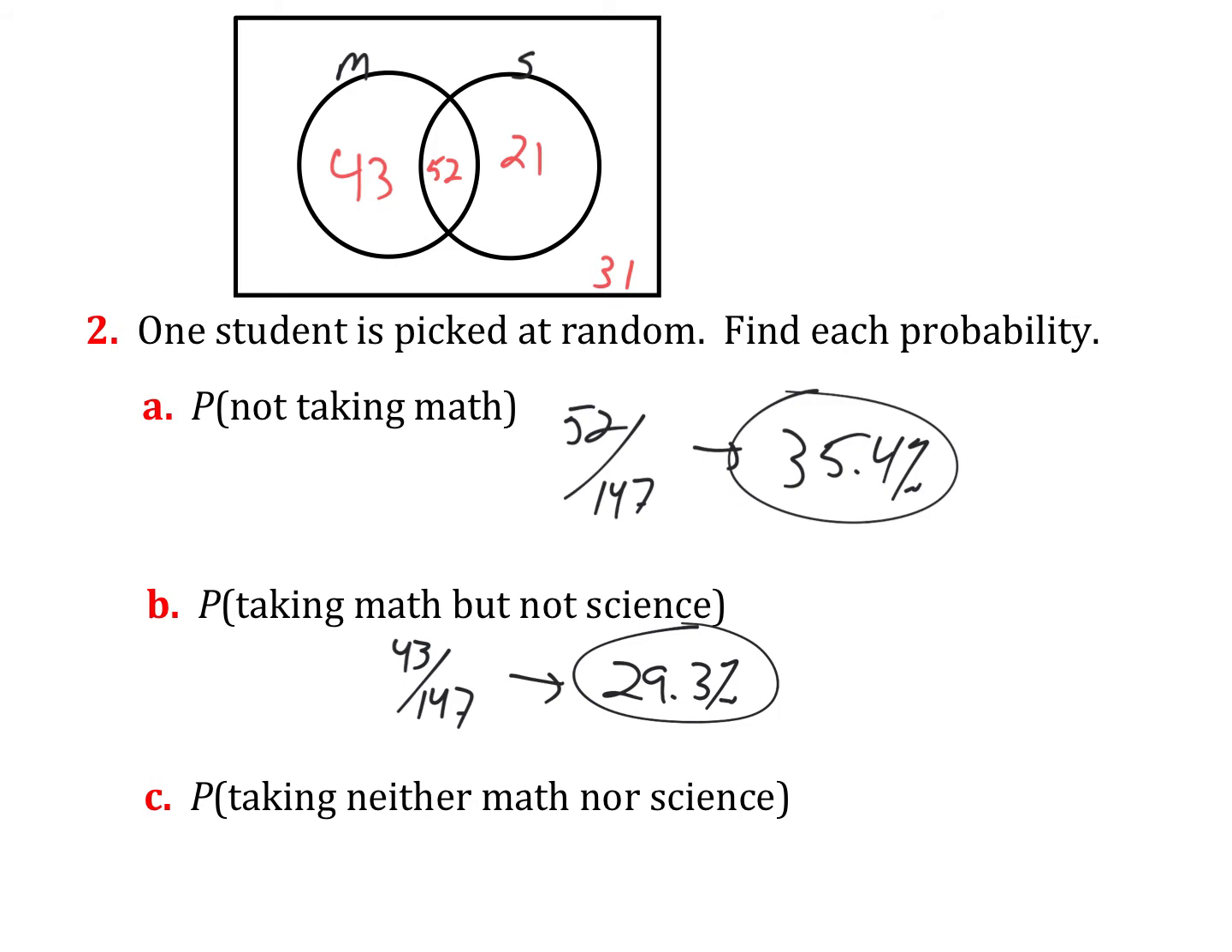And then lastly, people taking neither math nor science. So they don't fit into either one of these circles. You might be thinking, man, that's pretty lucky, huh? Don't have to take math or science. Lucky you. There are 31 kids who fit that description, out of our total, 147. Calculator, percent, boom, done. All right. Onward.